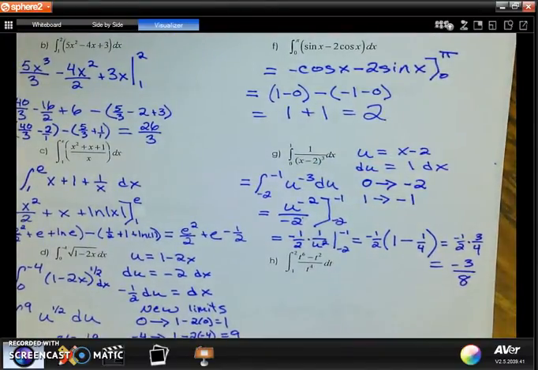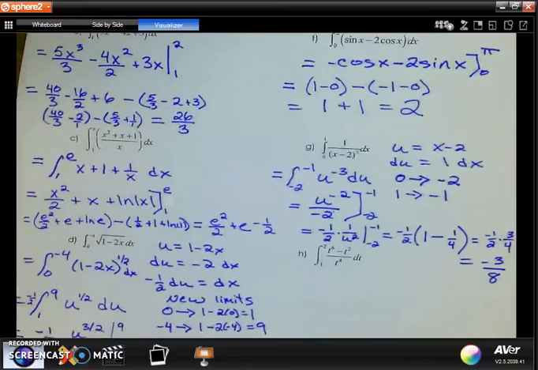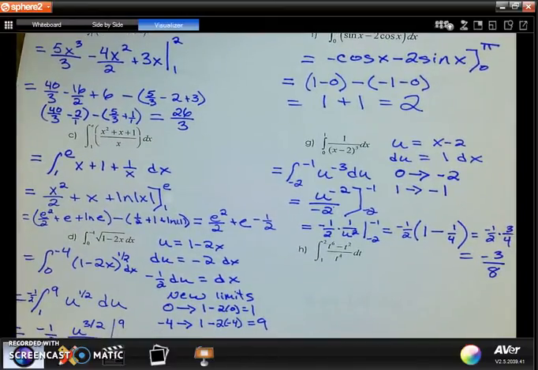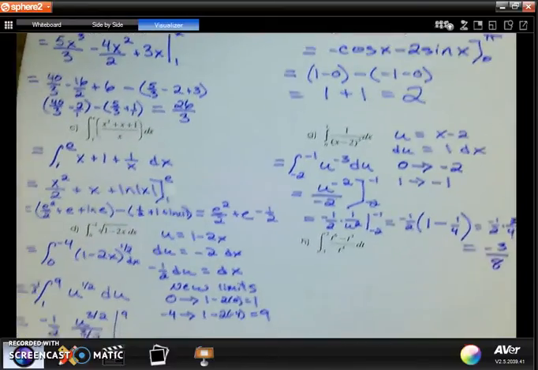Sorry if my arm was in the way there. So you've got that. And I'll scooch it over a little so you can see the work for the others. Okay.